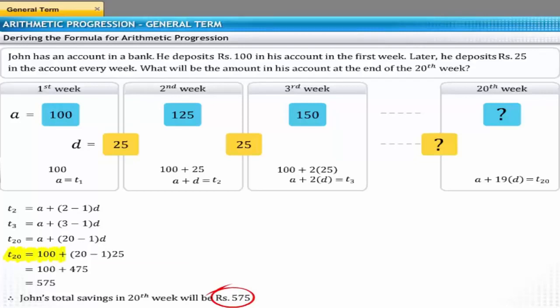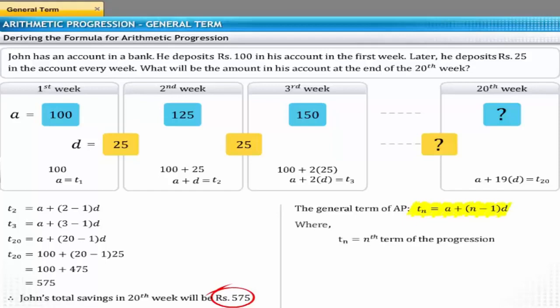T20 equals 100 plus 20 minus 1 multiplied by 25. If you substitute 20 with n in the above calculation, you will get a general formula for calculating the nth term of an AP. Thus, Tn equals A plus n minus 1 multiplied by D, where Tn equals last term of the progression, A equals first term, D equals common difference.